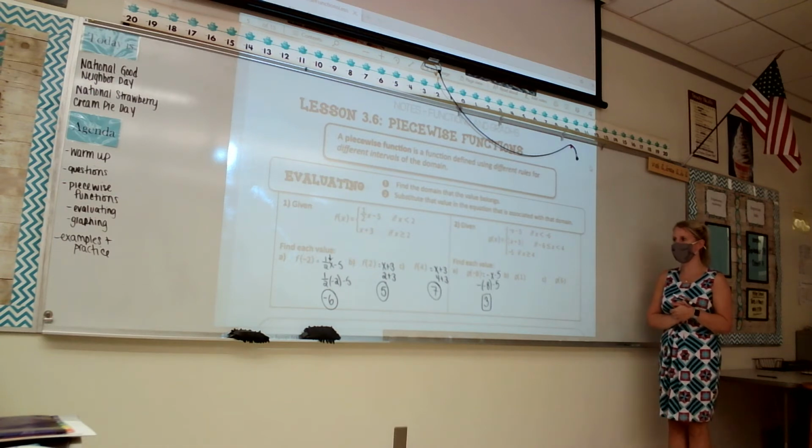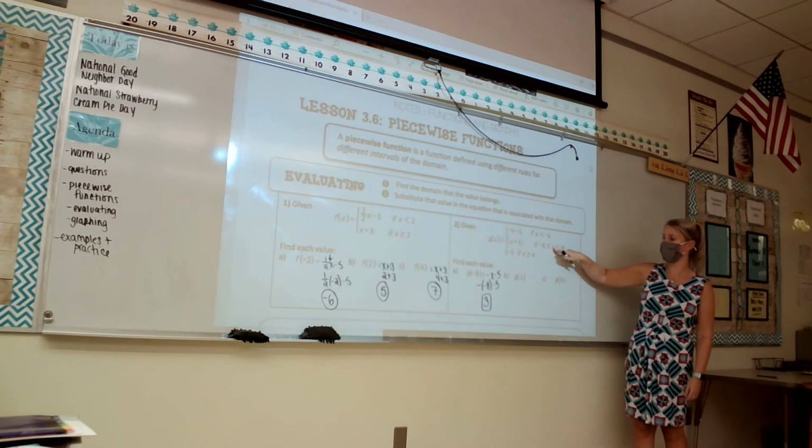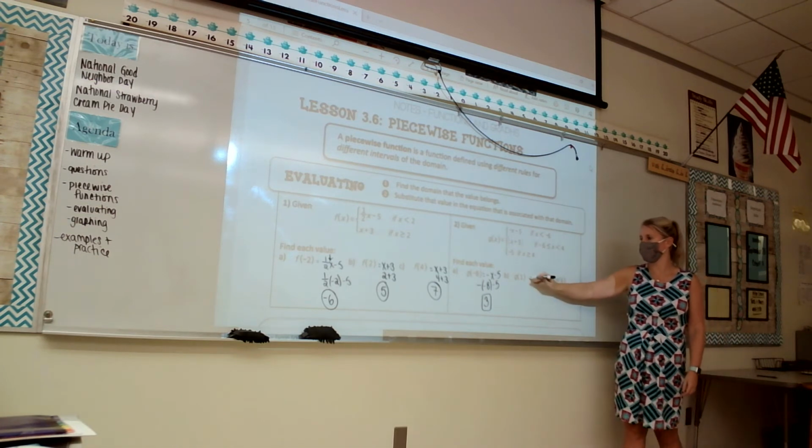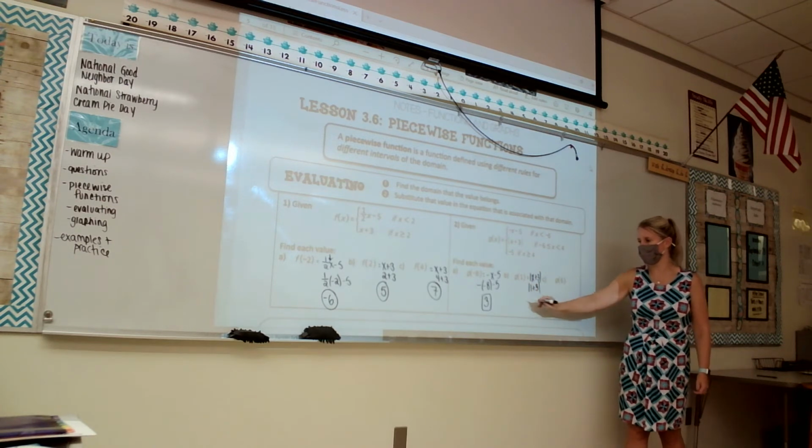For b, we have g of 1. 1 is in between -6 and 4, so I'm going in this part of my piecewise. So I'm going to plug into the absolute value of x plus 3. The absolute value of 4 is just 4, so we're good there.